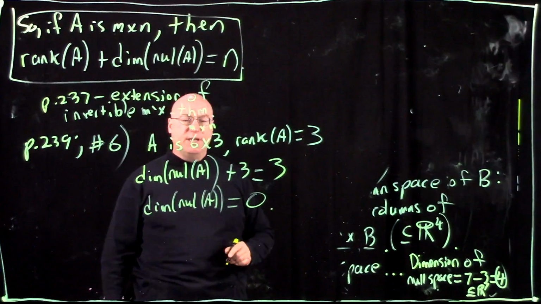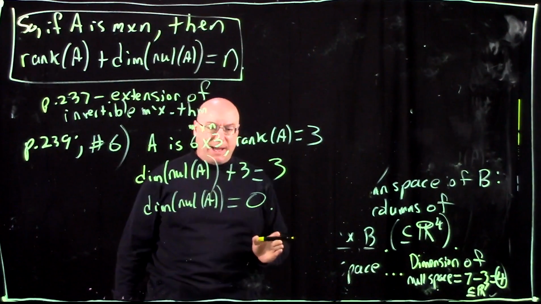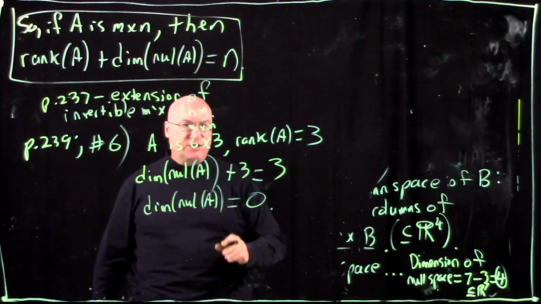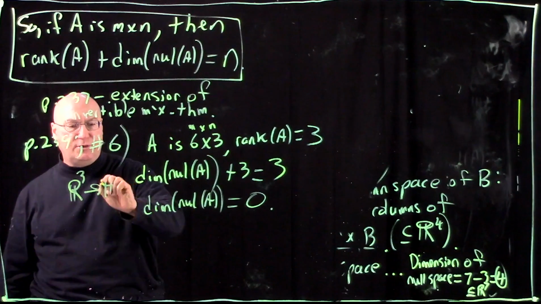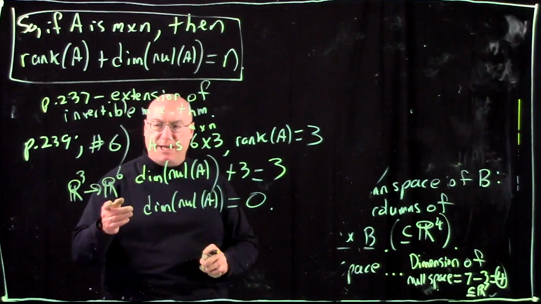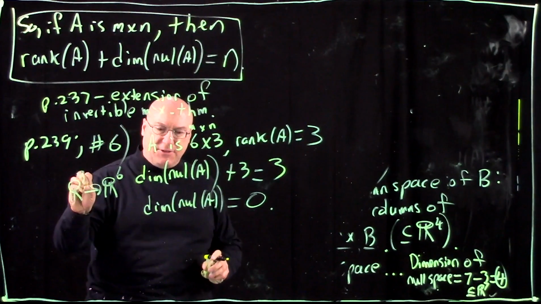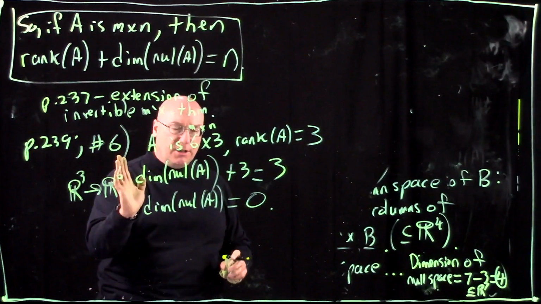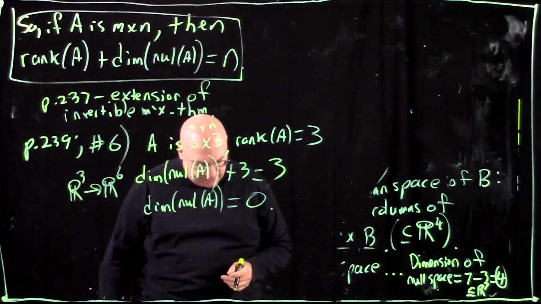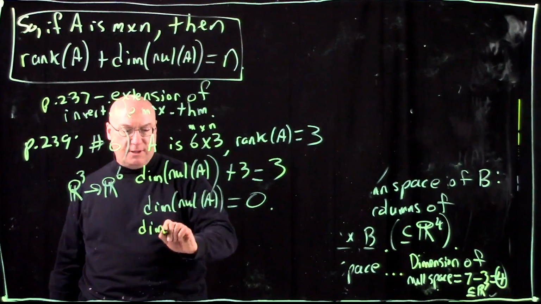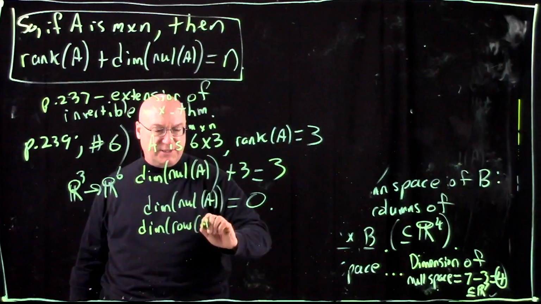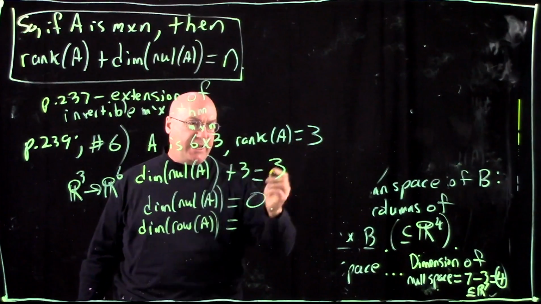So this does not wipe out any vectors. Multiplication by A starts in R3 and goes to R6. So it doesn't collapse anything over here and just dumps it all into R6. That's the dimension of the null space. The dimension of the row space of A is what the rank is.